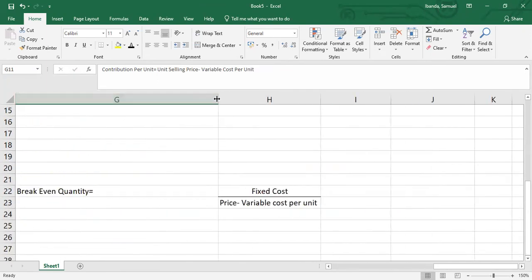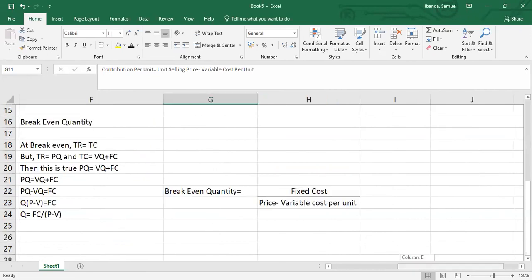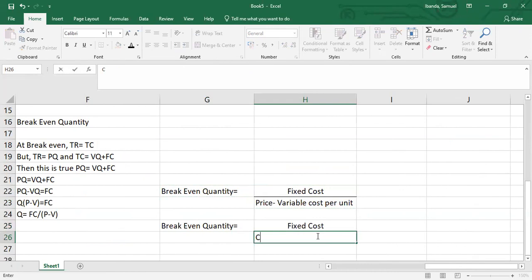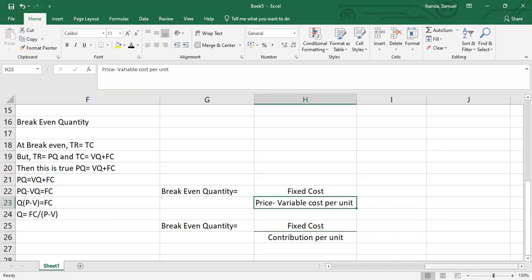So as we have this as our break-even formula, which says that break-even is equal to fixed cost divided by price minus variable cost per unit, we are saying that this can change to this. Instead of price minus variable cost per unit, your break-even quantity can also be fixed cost divided by contribution per unit, because we've already agreed that contribution per unit is actually price minus variable cost. So break-even quantity is equal to fixed cost divided by contribution per unit. You get it?